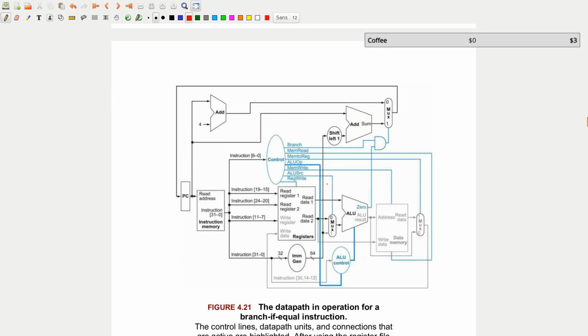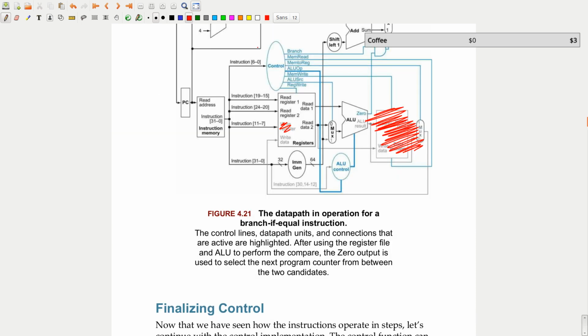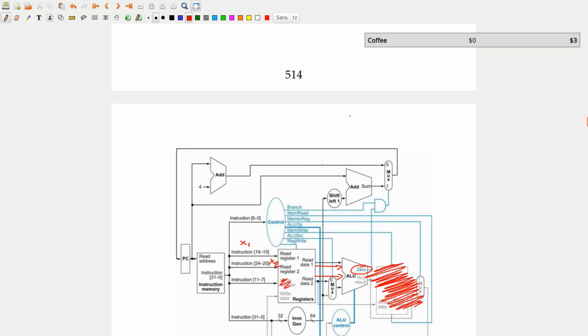And this will be for a branch instruction. So for a branch instruction, we're of course not looking at memory. What we're going to do is take two different registers. In this case, it will be registers X1 and X2. We'll read them in. They will both go to the ALU. We will subtract them, see if the answer is 0. If it's 0, that means they're equal. We'll go up here. We'll set this to 1.